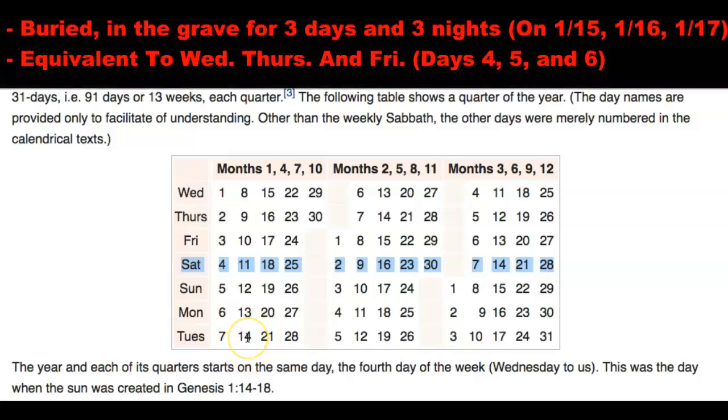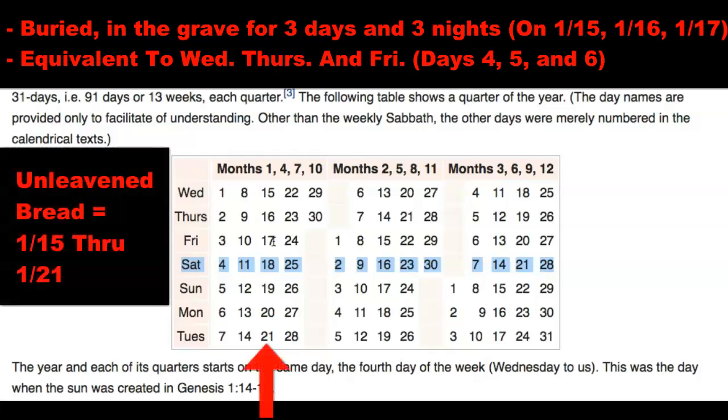We know he was in the grave for 3 days and 3 nights. So the 3 days are 1/15, 1/16, and 1/17. By the way, if you would like to learn more about this, please take a look at my video, The Restored Resurrection Timeline. It's also Scriptures Often Ignored, which I'll link in the description box below. He was in the grave during unleavened bread, because unleavened bread begins on the 15th day of the first month. So that was the first 3 days of unleavened bread.